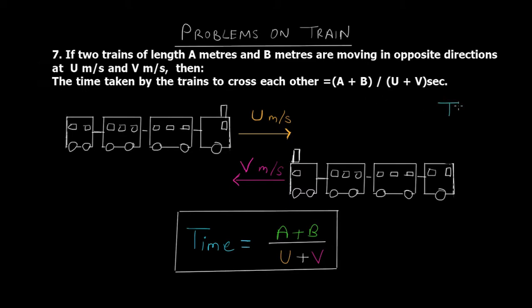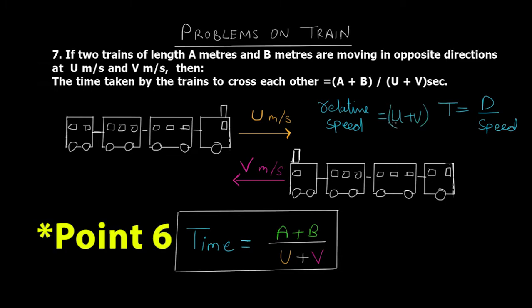So we know time is equal to distance upon speed. Okay, so in this case the trains are moving in opposite direction. So we know that relative speed is going to be u plus v. We just saw that in point number 5 or 6. You can go back and check it out. So we know that relative speed is going to be this.